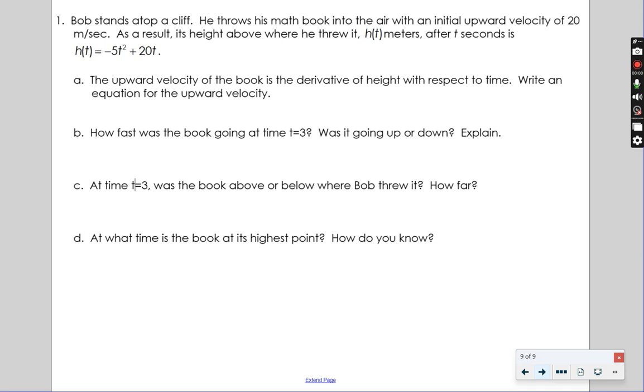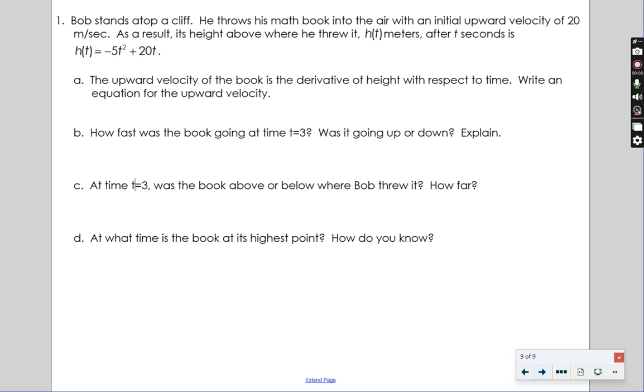All right, Bob stands atop a cliff. He throws his math book into the air with an initial upward velocity of 20 meters per second. As a result, its height above where he threw it, h of t meters after t seconds, is negative 5t squared plus 20t. The upward velocity of the book is the derivative of height with respect to time. Write an equation for the velocity.